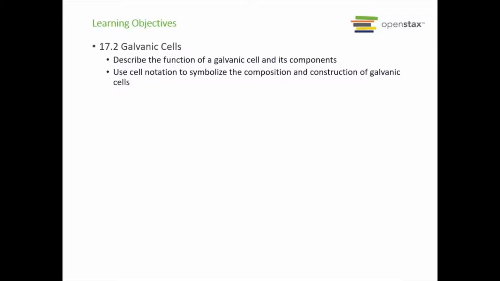We're now moving on to 17.2, galvanic cells. Here we're going to describe the function of a galvanic cell and its components, and use cell notation to symbolize the composition and construction of galvanic cells.